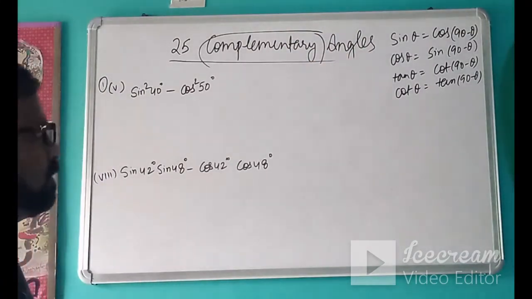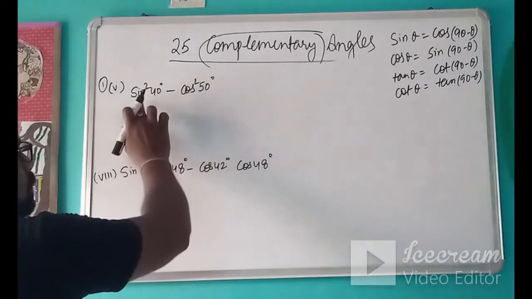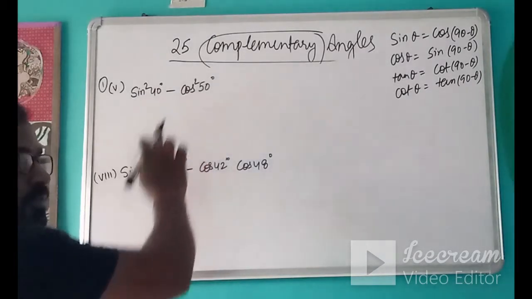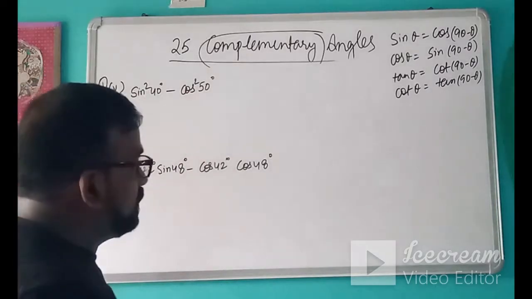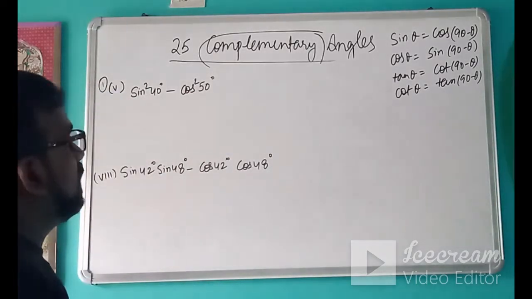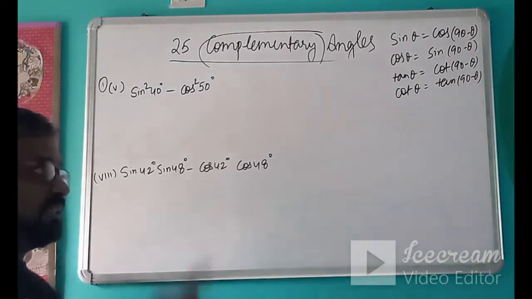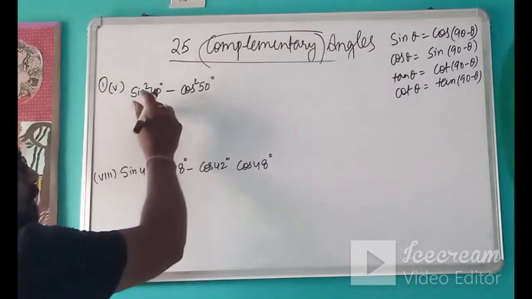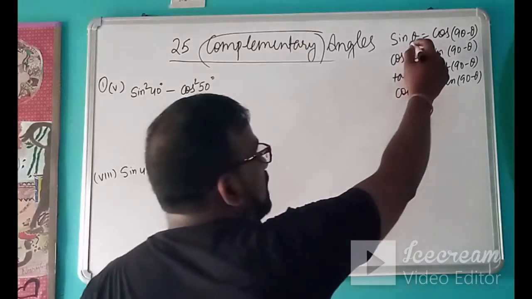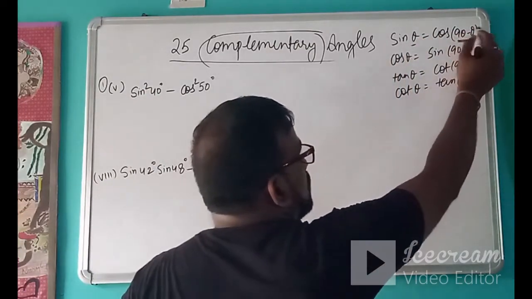Okay, let's discuss one more type. Suppose sin square 40 and cos square 50. So if you add 50 and 40, what will you get? 90. That means these are the complementary angle pairs. So we will replace either sin by cos or cos by sin. So suppose if you want to replace sin, what is sin theta? Sin theta is cos 90 minus theta.